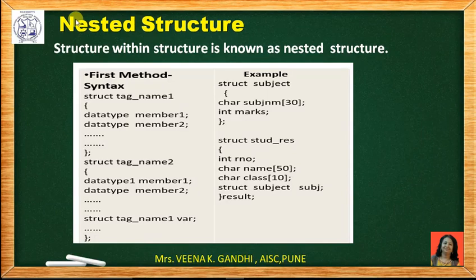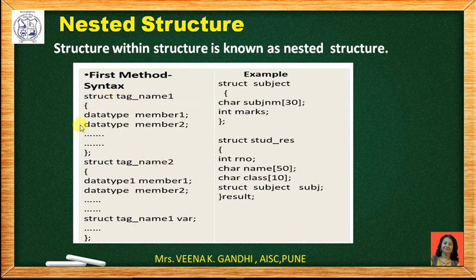Next topic is nested structure. You can include one structure inside another structure. That is, a structure within a structure is known as a nested structure. So let us see, there are two syntaxes for nested structure. In the first method, we declare one structure completely, and in the second structure, we add that structure as a member in our structure.